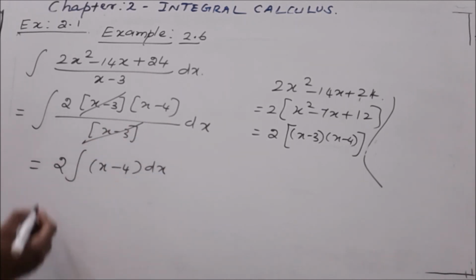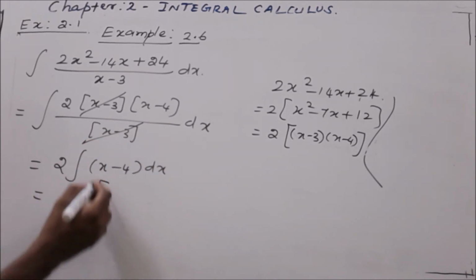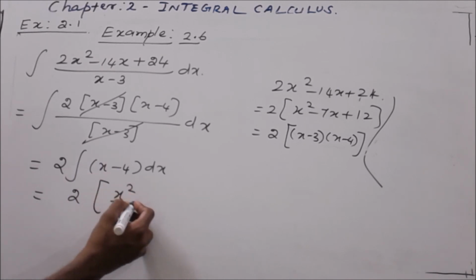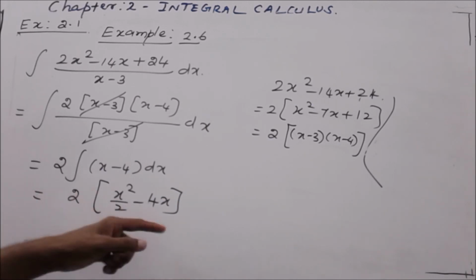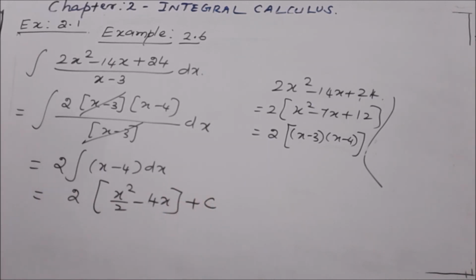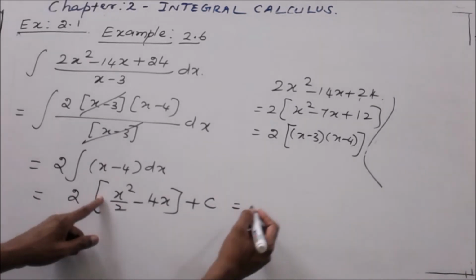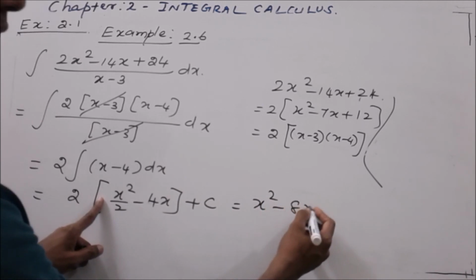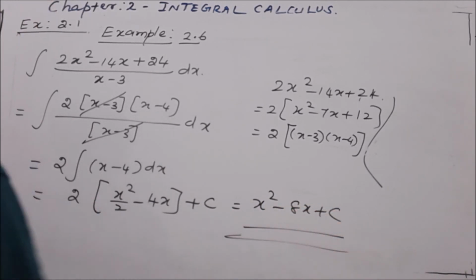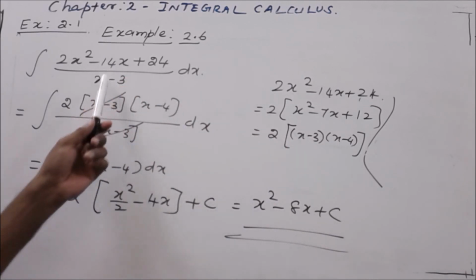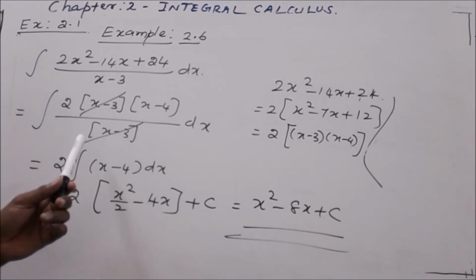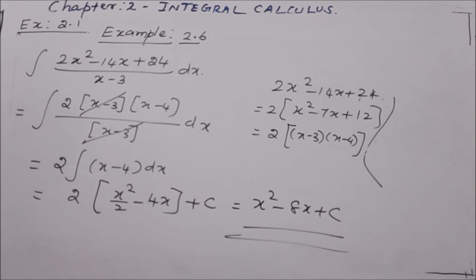Now integrating, we have 2 into x square by 2 minus 4x plus constant of integration c. Then multiplying 2 inside, we get x square minus 8x plus constant of integration c. That is the required integral value. Very simple, just factorizing the numerator, cancelling with x minus 3, and integrating the remaining function. That's all.